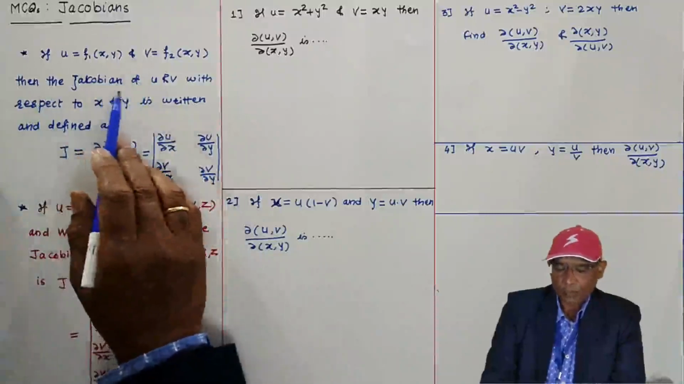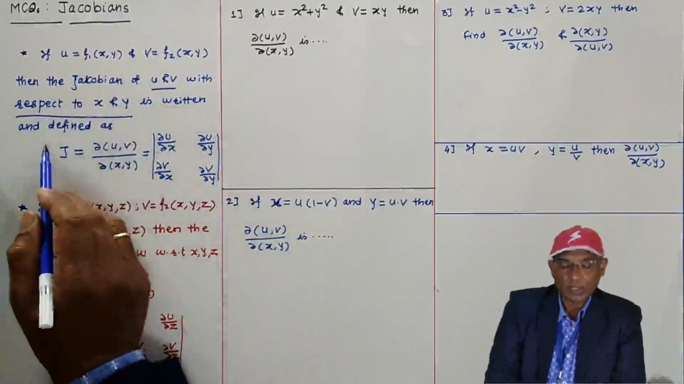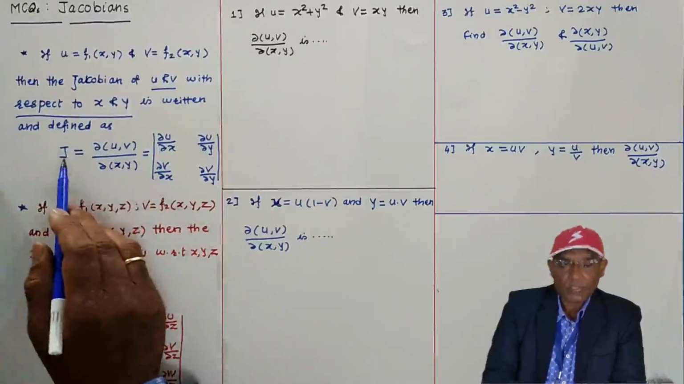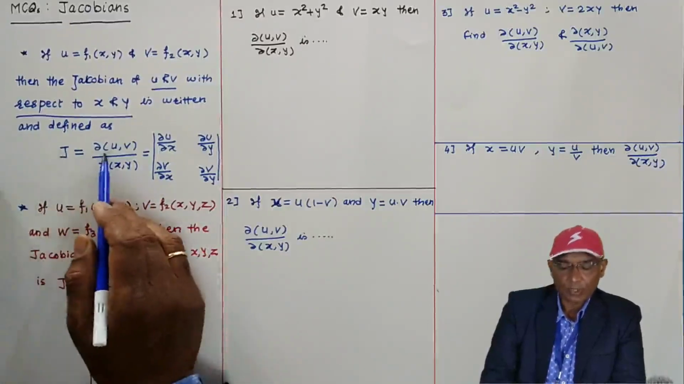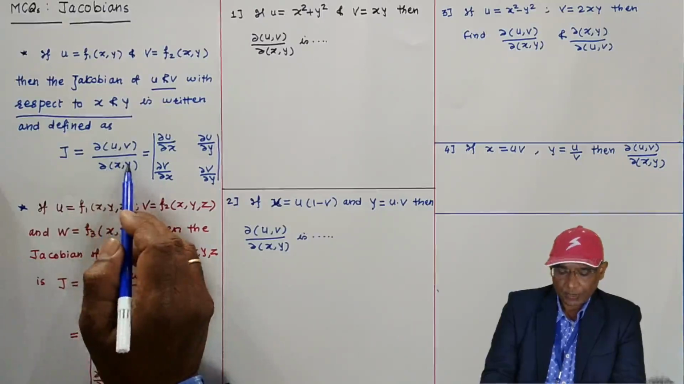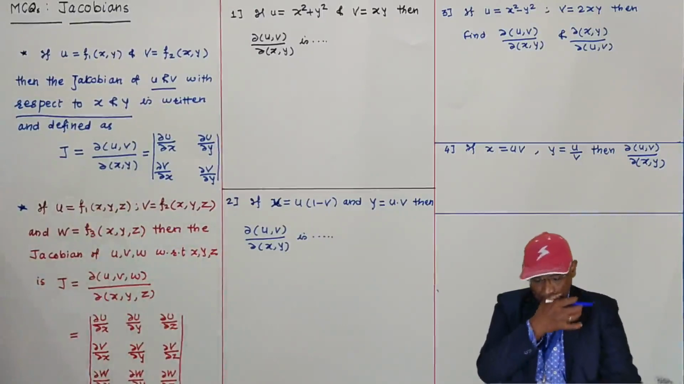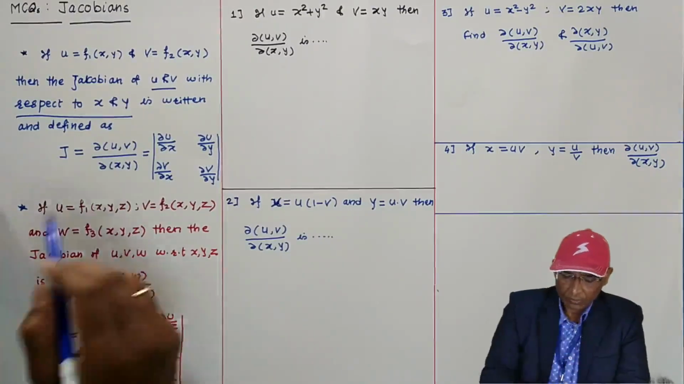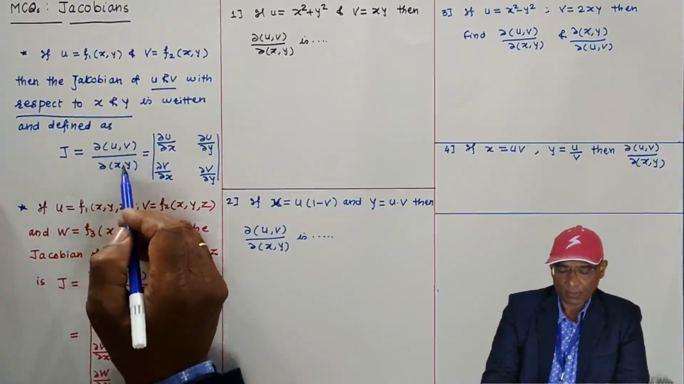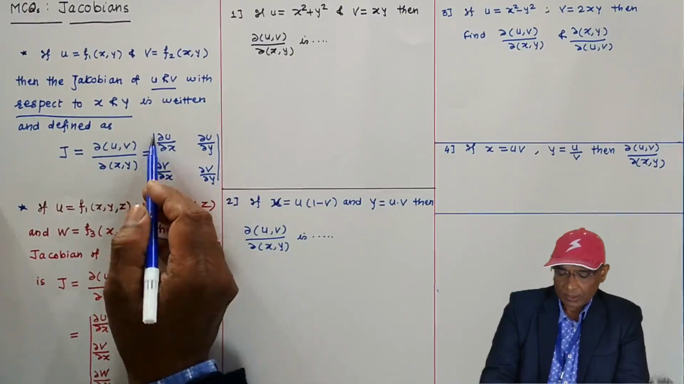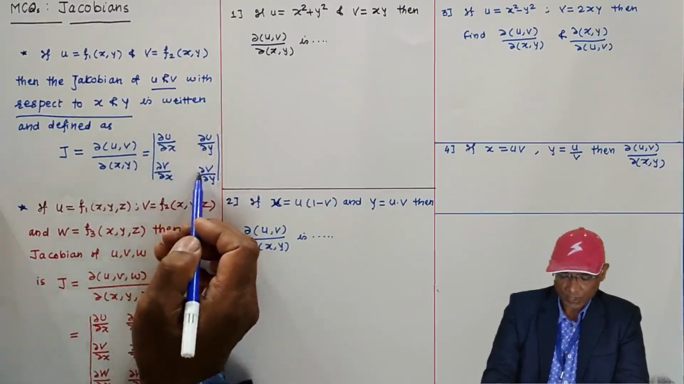Then the Jacobian of u and v with respect to x and y is written and defined like this. The J I am using for Jacobian is uppercase J. J is equal to ∂(u,v)/∂(x,y). In this way you can read it, del uv by del xy. And what is the meaning of it? The Jacobian of uv with respect to x and y is defined as the determinant with the first row for u and the second row for v with respect to x and y.